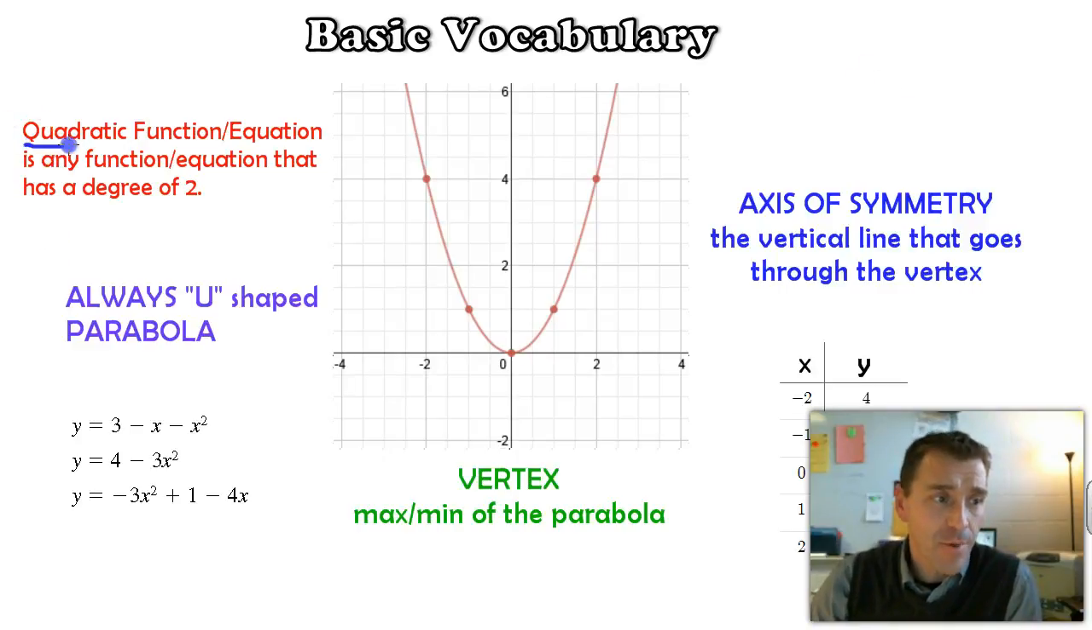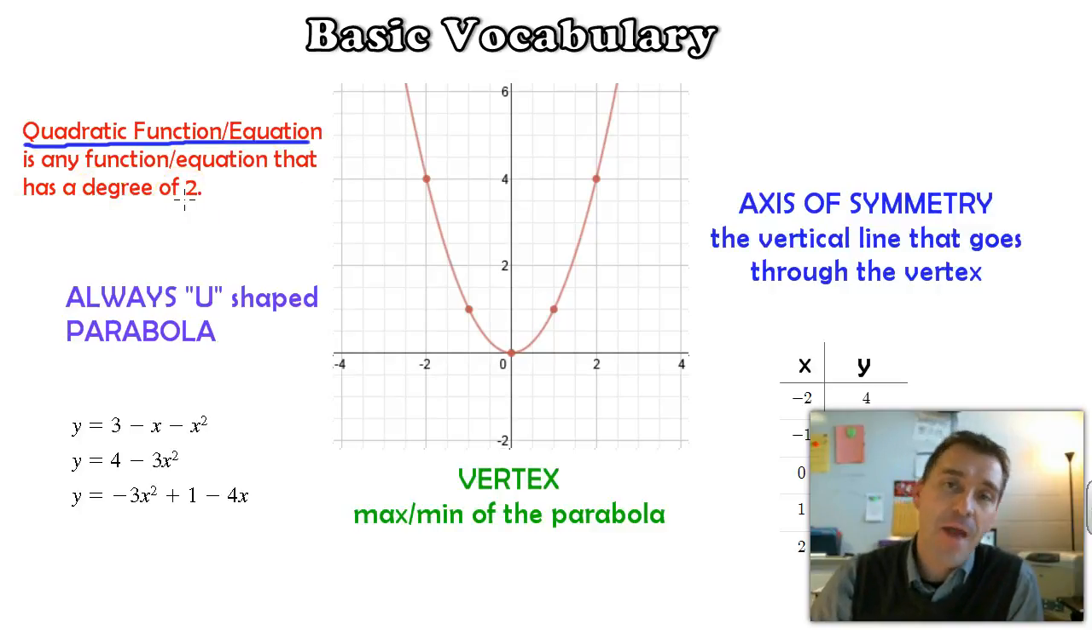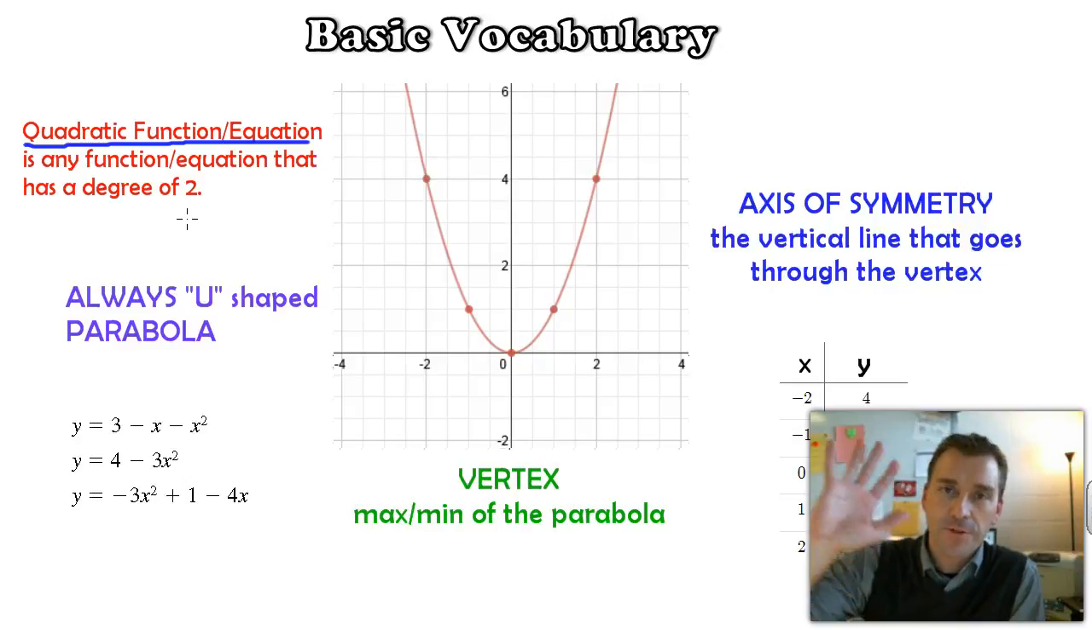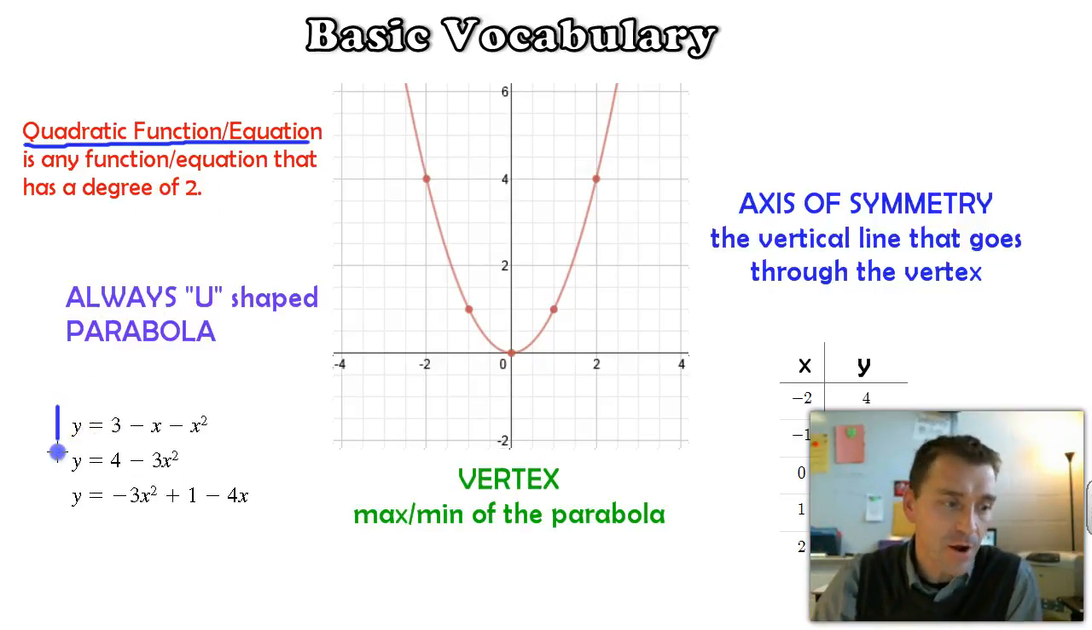A quadratic function, by definition, is a function or equation that has a degree of 2. That means the highest exponent that it has is a 2, so something that's squared. If you get into something that's cubed, to the 4th power, to the 5th power, to the 6th power, that's not a quadratic. They're called something different, and we'll get to that later. But degree of 2, so here's some examples down here. I'll box them for you.